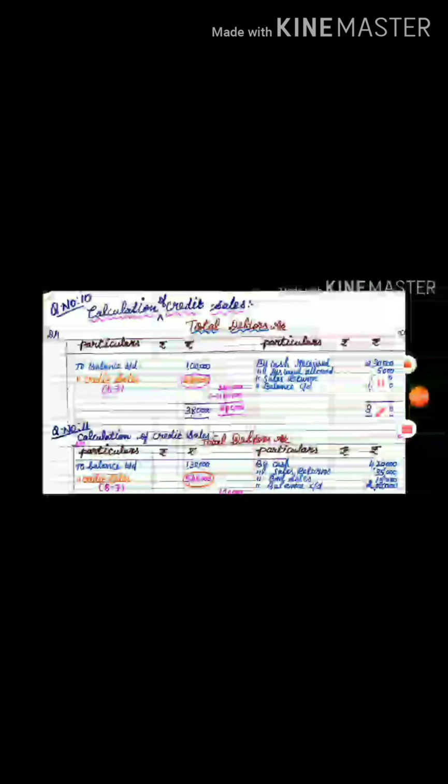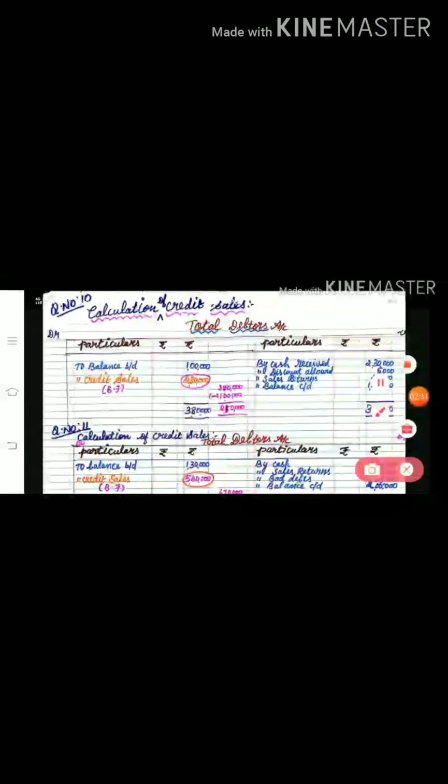Calculation of credit sales. Credit sales means the total debtors account. On the left-hand side, mention Dr for debit, and on the right side, mention Cr, the short form for credit. On the debit side, the opening balance, that is balance brought down, 1 lakh. And then come to the credit side.